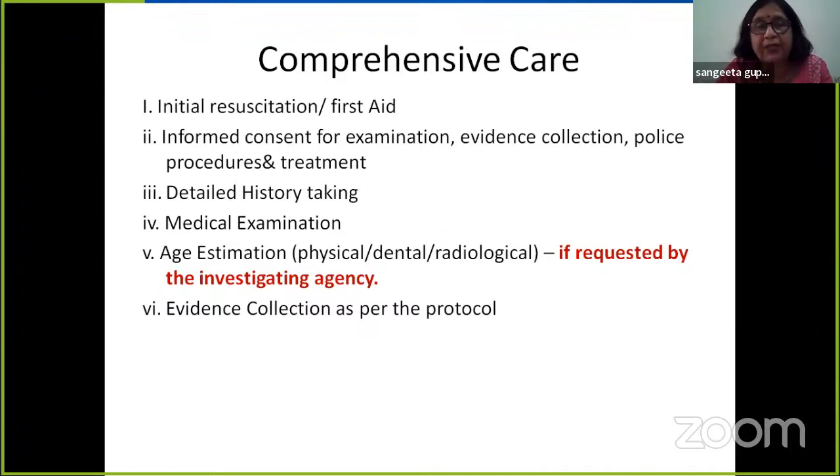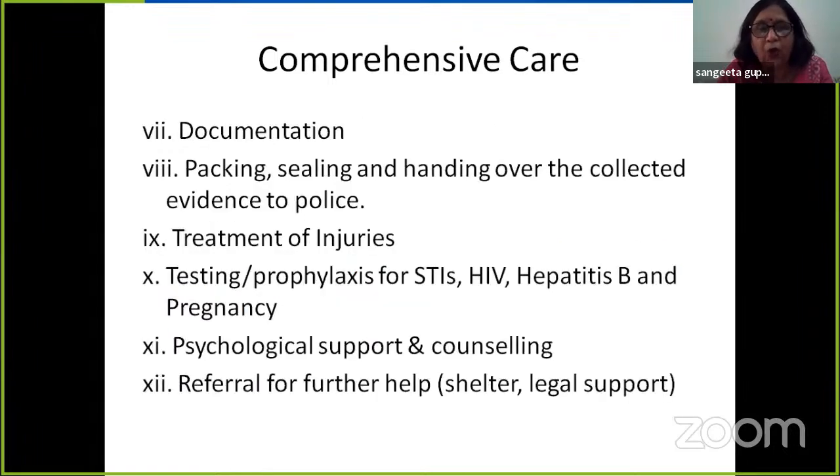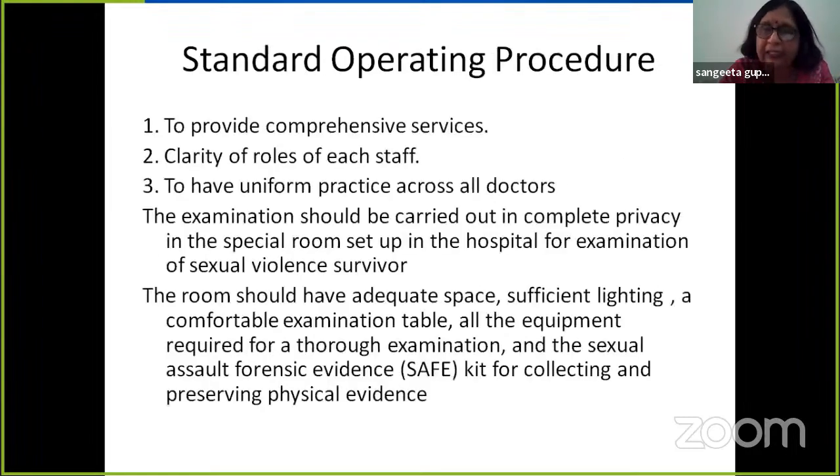Comprehensive care means initial resuscitation or first aid to the patient who comes to you as a sexual violence victim or survivor, informed consent for examination, evidence collection, police procedure and treatment, detailed history taking, medical examination, age estimation if asked or requested, and evidence collection as per protocol, documentation, packing, sealing and handing over the collected evidence to the police, treatment of injuries, testing and prophylaxis for STIs, HIV, hepatitis B and pregnancy, psychological support and counseling, and referral for further help, that is for shelter homes or legal support.